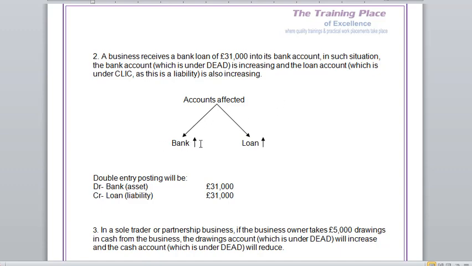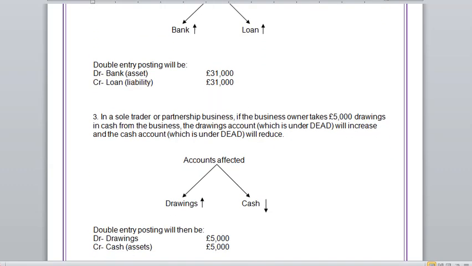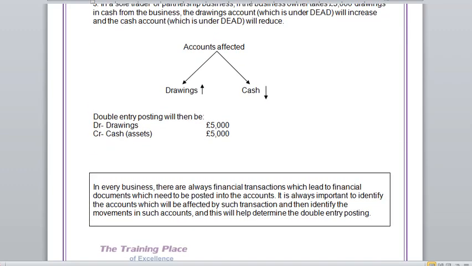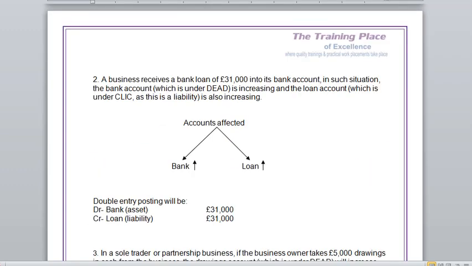So the two accounts affected: the bank account is increasing, so I will debit it, it is under debit. The loan account is also increasing, so I will credit it, it is under credit, because that is a liability. It is increasing. So we debit bank, we credit loan with £31,000. I hope that makes a bit of logical sense. We look at another one.